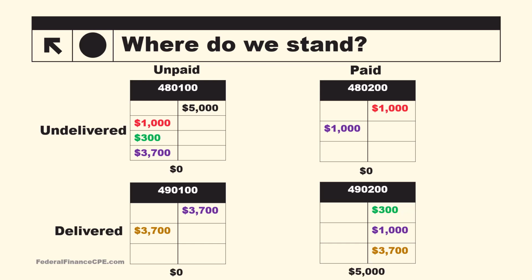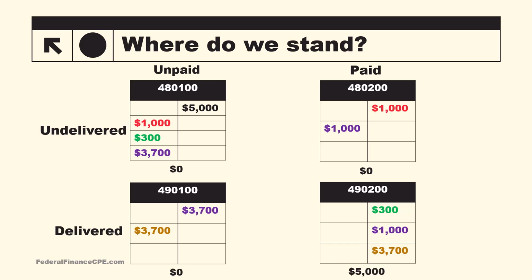Looking at the bottom row in accounts 490100 and 490200, we can trace the final resting place of all our funds. Account 490100 shows $0 balance, meaning we have no unpaid bills. In 490200, we see a total of $5,000, representing every dollar that was both delivered and paid for our concert.